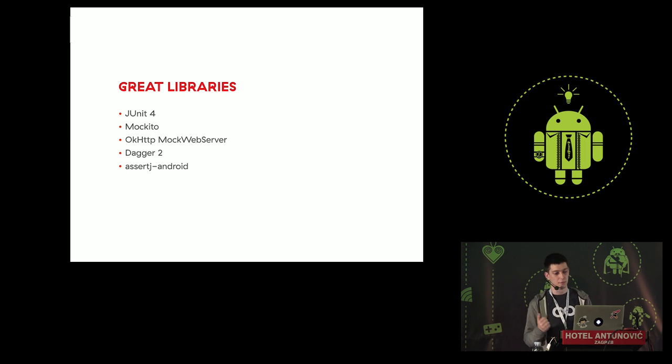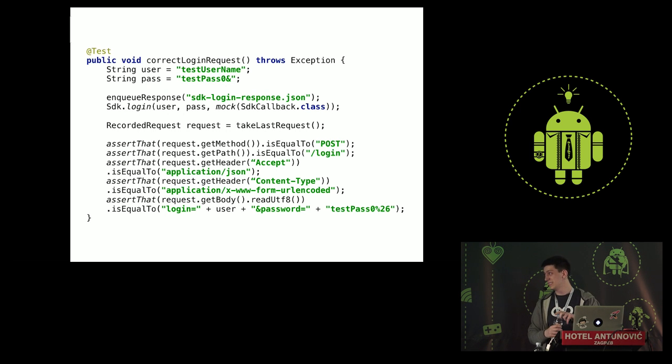You've heard yesterday probably about Mockito. There's also HTTP's Mock Web Server, which enables you to embed a real web server inside your tests and sort of script it and tell it, the next request made to you, you will return this JSON with these headers and so on. Dagger 2 for dependency injection and Assertive Android for nicer assertions. And since this is all pretty abstract, I just want to show you one test.